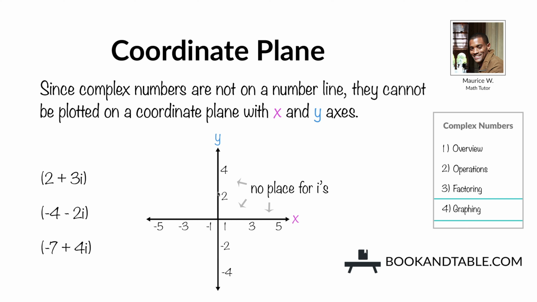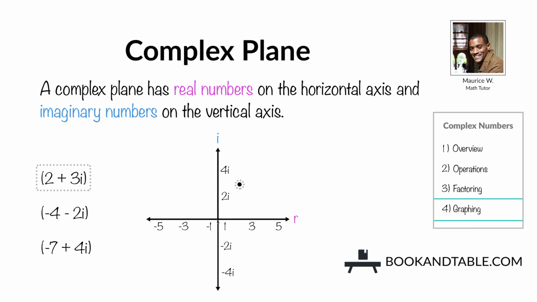Above the x-axis, we have positive real numbers. And below the x-axis, we have negative real numbers along our y-axis. So on neither axis is there a place for our imaginary numbers, the square root of -1. So because of this, we'll need to use a complex plane instead.